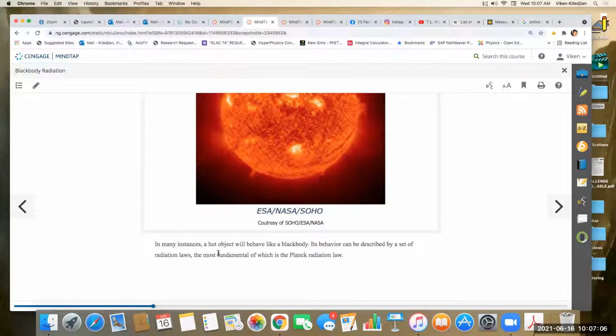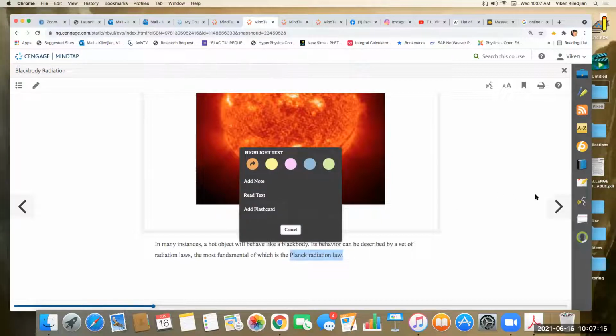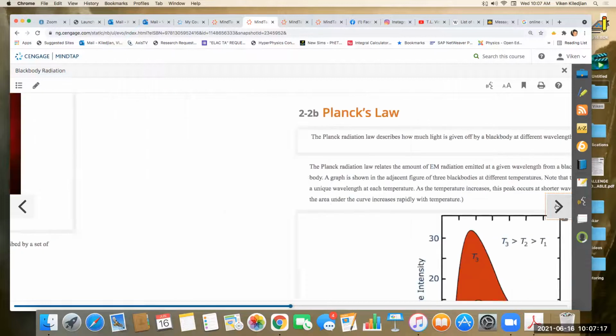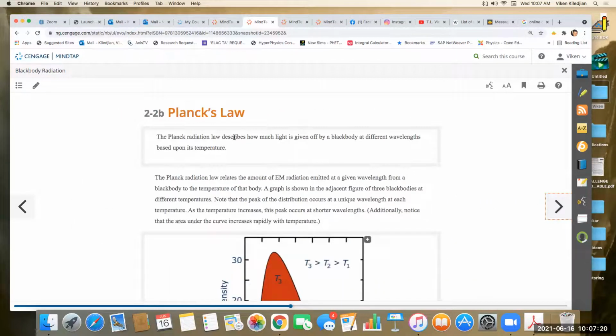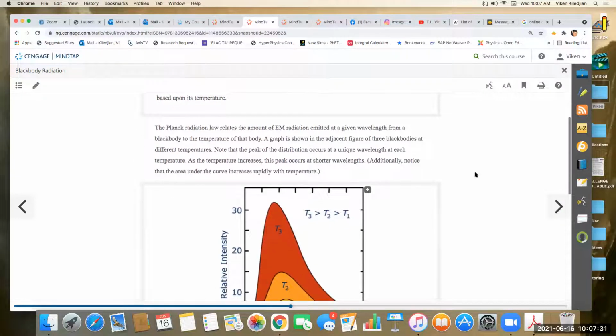Its behavior can be described by a set of radiation laws, the most fundamental of which is the Planck radiation law. So we're being introduced to a new law, Planck radiation law. Planck radiation law describes how much light is given off by a black body at different wavelengths based upon its temperature. It relates the amount of electromagnetic radiation emitted at a given wavelength from a black body to the temperature of that body.